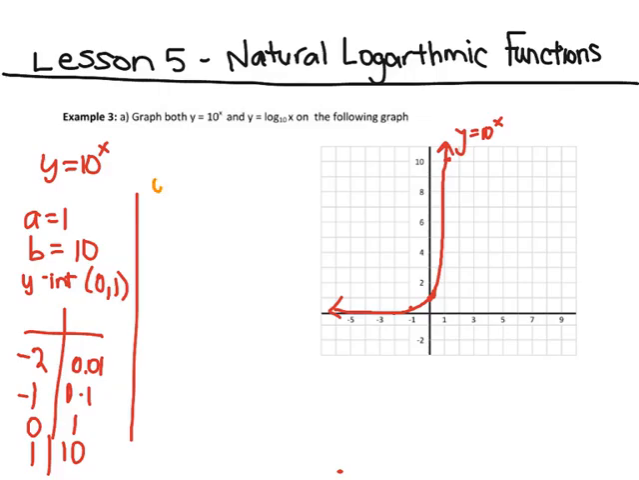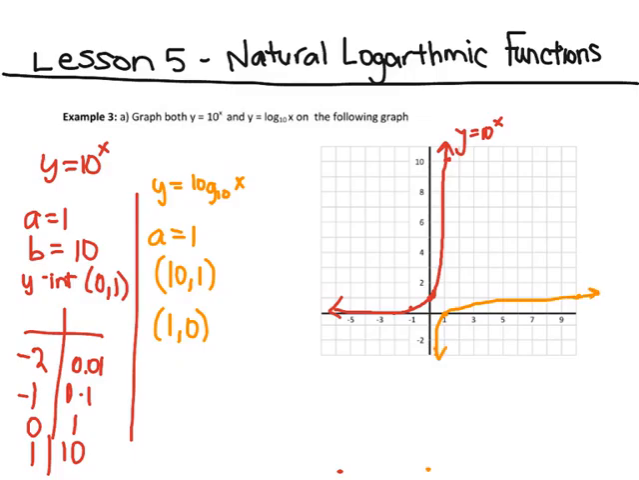Now if we were to graph y equals log base 10 of x, we know that our a is equal to 1, so that means it goes through the point (10, 1). And we also know that our x-intercept is at (1, 0). So it goes through (1, 0), it goes through (10, 1), and it hugs the y-axis below. So that is what our graph looks like.